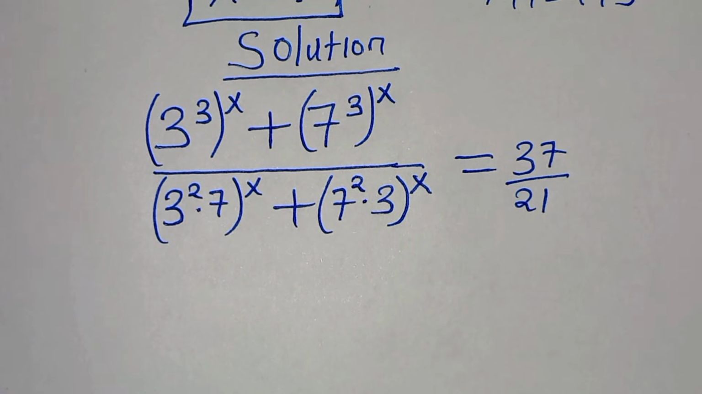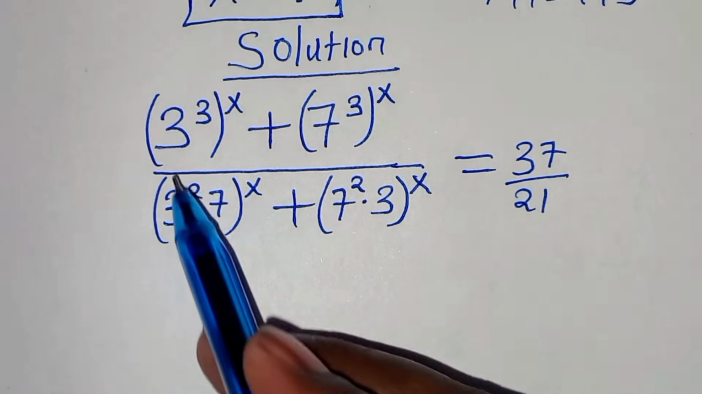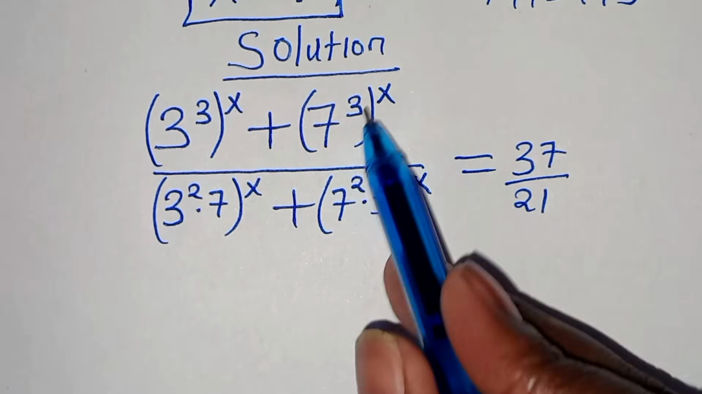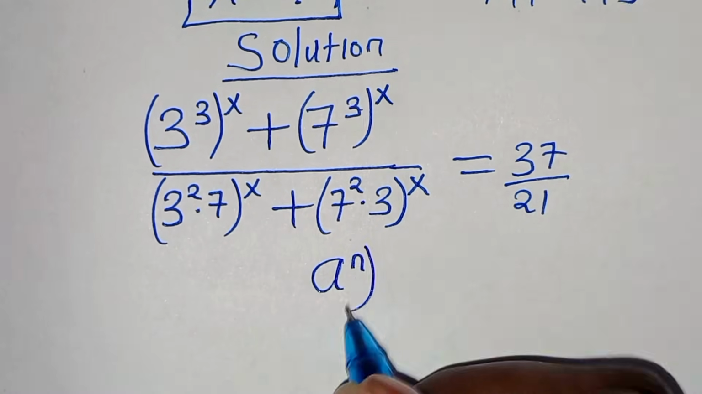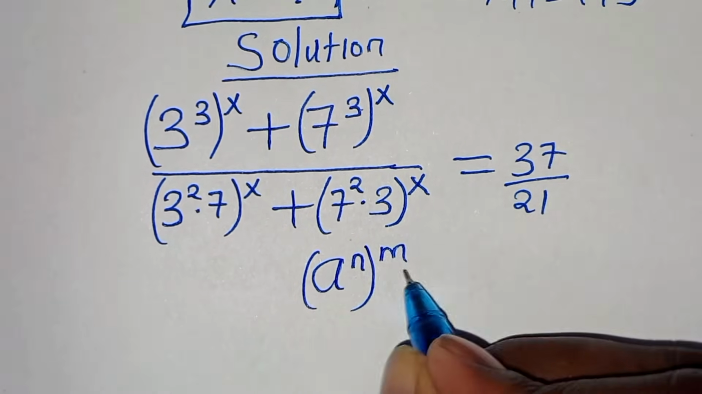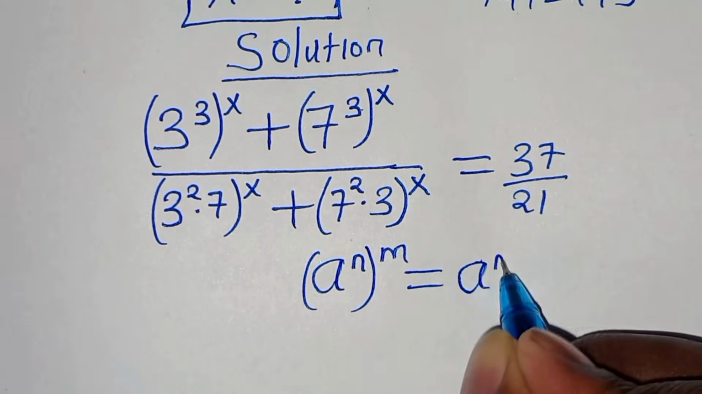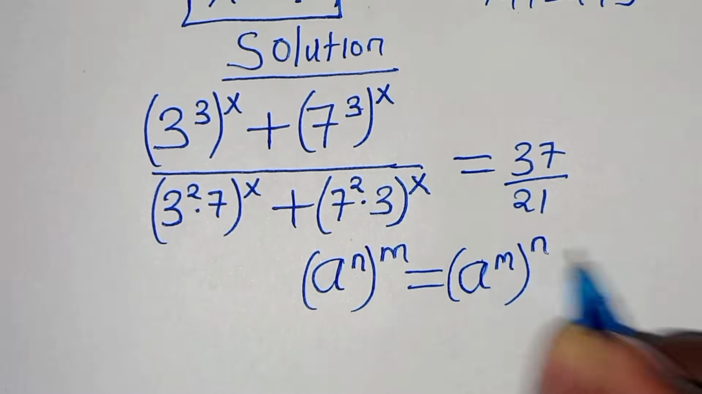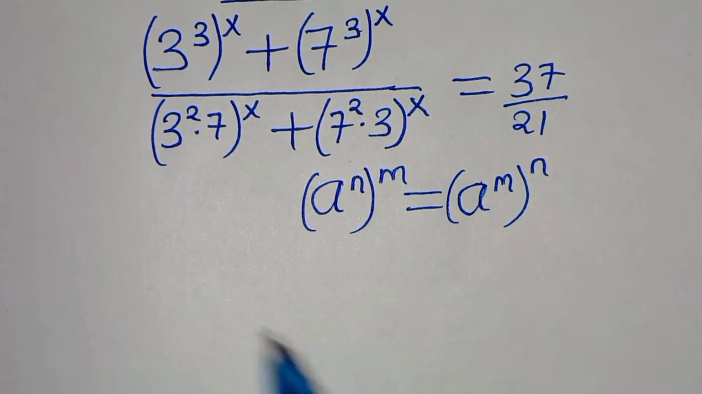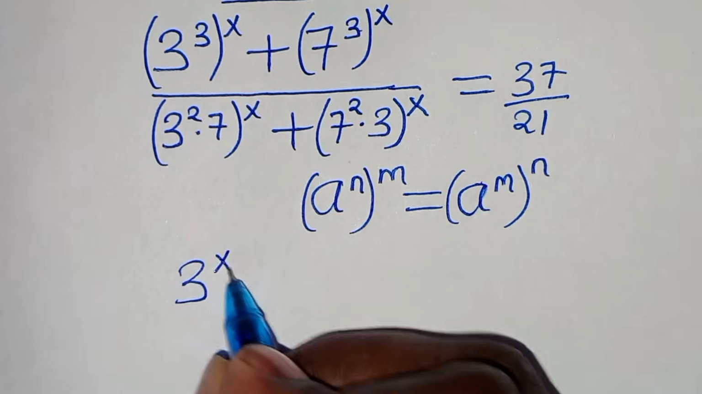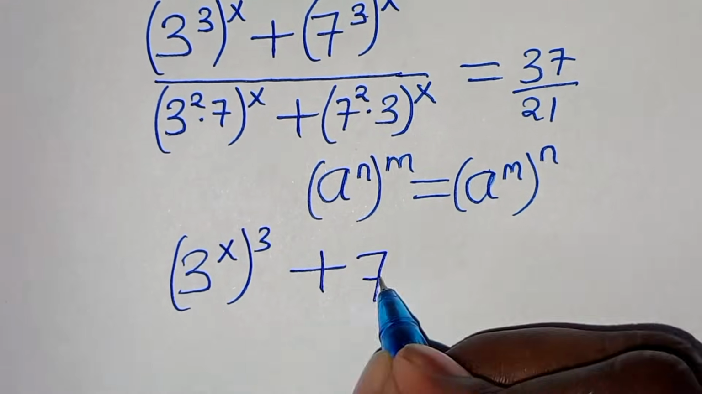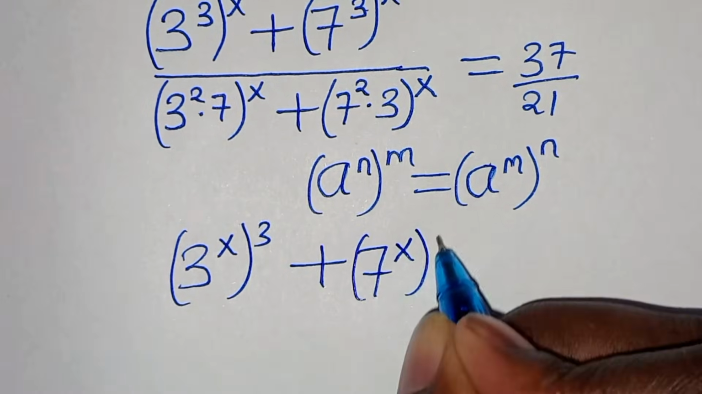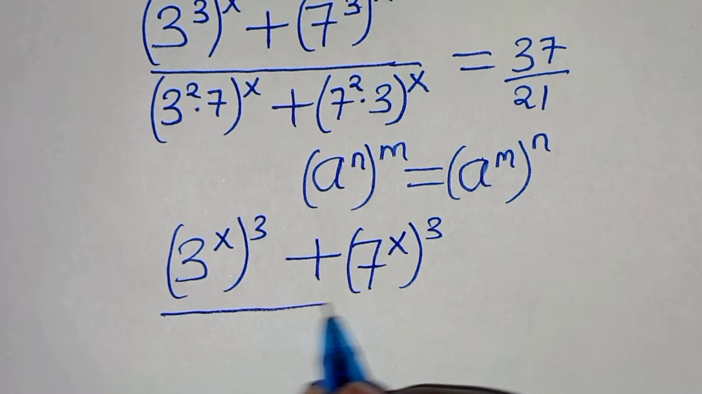Now, the next step is that 3 to the power of 3 to the power of x and 7 to the power of 3 to the power of x are in the form of a to the power of n raised to the power of m, which we can express as a to the power of m raised to the power of n. So we have 3 to the power of x raised to the power of 3, then plus 7 to the power of x raised to the power of 3, then divided by.